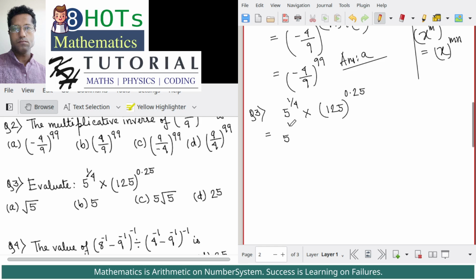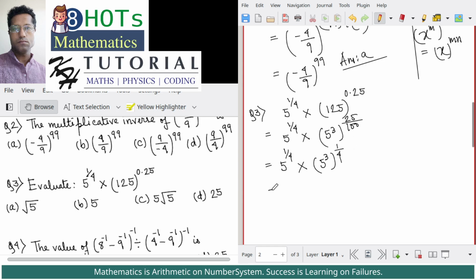raised to the power 1 by 4 multiplied by, and also I would like to convert the base 125 as the power of 5. So 125 is 5 cube. So this is 5 cube raised to the power 0.25, which is 25 divided by 100. So this becomes 5 raised to the power 1 by 4 multiplied by 5 cube, this whole raised to the power 25 by 100, which is 1 by 4.